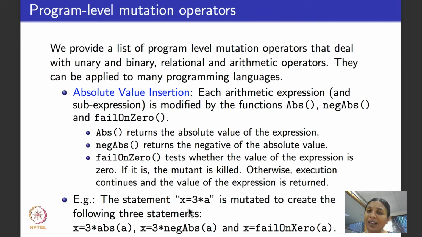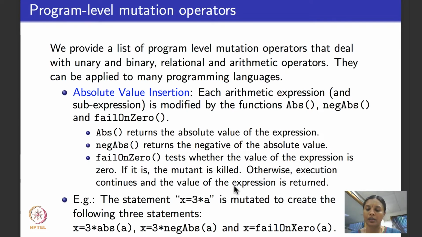So this I can do for any statement given any program. Whenever I find an arithmetic expression or a sub-expression and I find a variable in that arithmetic sub-expression, then I can apply 3 different possible mutations to that variable. One possible mutation returns the absolute value of that expression or the variable. One returns the negation of the absolute value of the expression or variable. The third tests whether the value of the expression is 0 or not. If it happens to be 0, then we say that the mutant fail on 0 is killed. Otherwise, the mutant is not killed, the execution continues, and the value of the expression as it was originally in the program is returned.